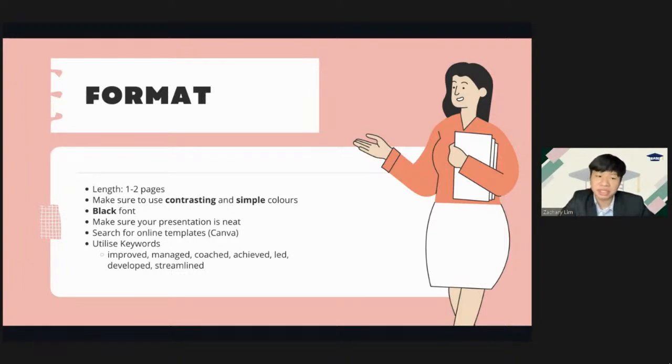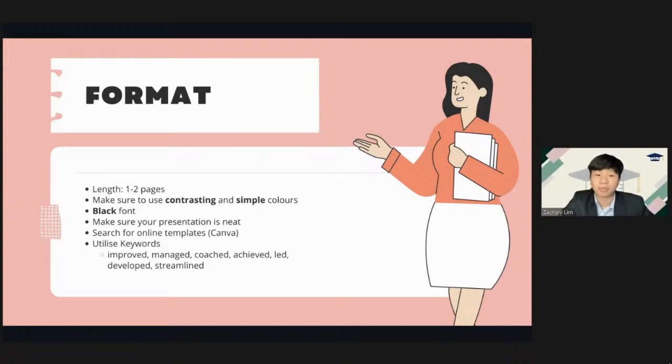And for your fonts, make sure you use a black or dark color font, because if you are still applying for scholarships online, you very likely might be sending in a PDF version of your CV. Lighter colors don't really stand out on the screen, so you wouldn't want to make your interviewer or recruiter squint just to read what you're writing on your CV. So try to use a dark colored font, and if possible, use black.